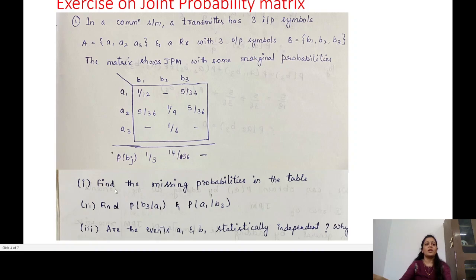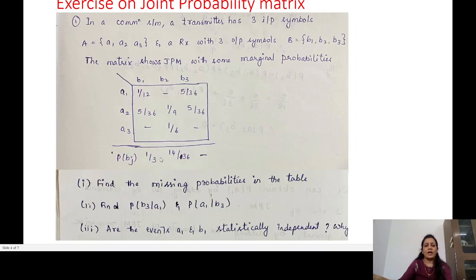We are supposed to find out the missing probabilities in the table. That means you have to find out what is this P of B3. You have to find out P of A1 comma B2, P of A3 comma B1, and P of A3 comma B3. Now initially try to find out this term P of B3. As we know, the sum of all input probabilities is equal to 1. Similarly, the sum of all output probabilities is equal to 1.